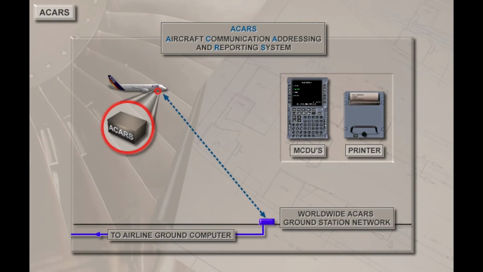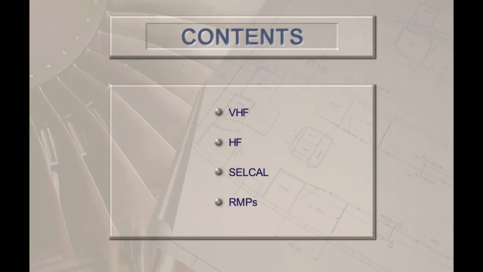The Aircraft Communication Addressing and Reporting System, or ACARS, allows a direct data exchange between the aircraft and the airline ground computer through VHF number 3. The ACARS functions are accessed through the Multifunction Control and Display Units, or MCDUs, and uplinked messages are normally printed out on the cockpit printer.